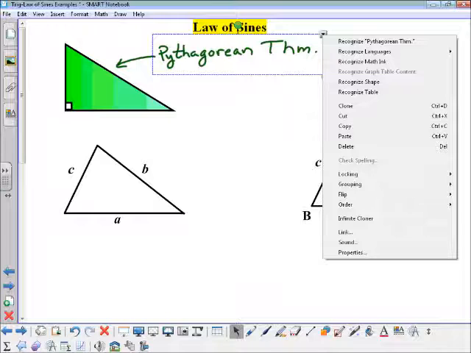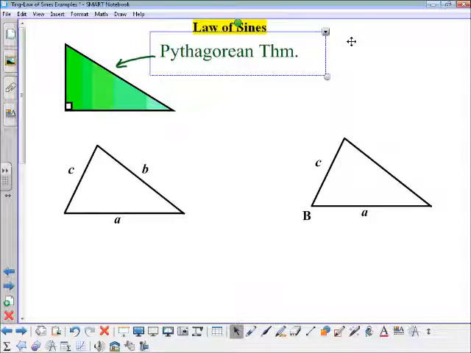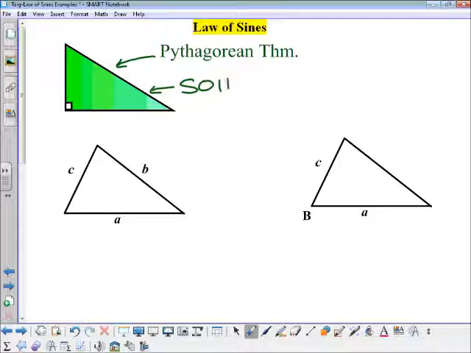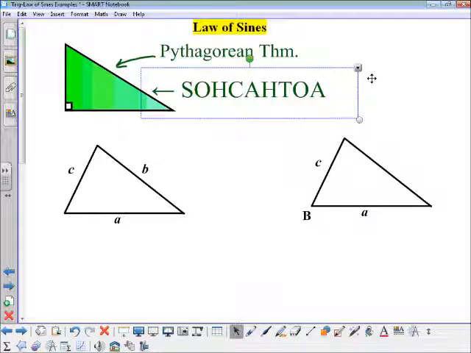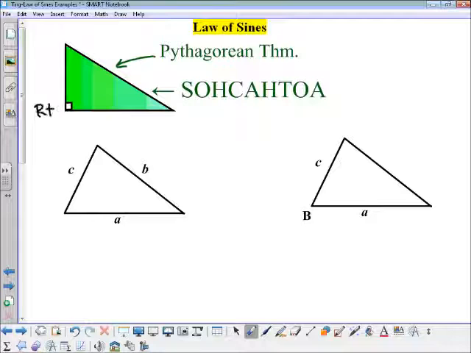Let me see if this works. There you go. Make it nice and visible. Or you can use SOHCAHTOA. And let's see if this worked. Pretty close. Wow, even got the arrow. Okay. So that is only true for right triangles. You cannot use Pythagorean theorem or SOHCAHTOA for anything but right triangles. So we're quite limited on solving triangles.